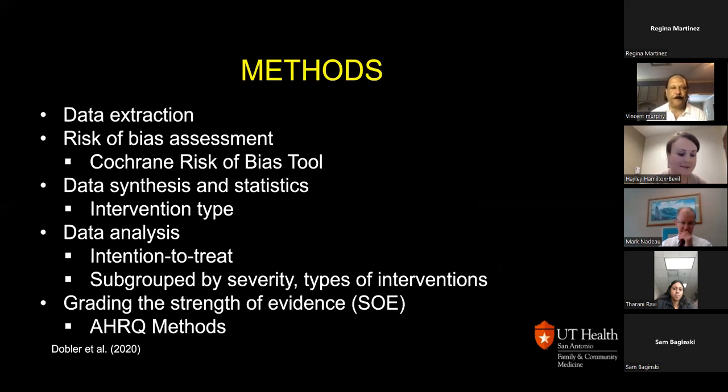So let's see. As they're doing the data extraction, they characterize patients by all of their different characteristics and the types of studies. They looked at the different interventions, comparisons, outcomes at different time points. They did a risk of bias assessment using a Cochrane risk of bias tool.